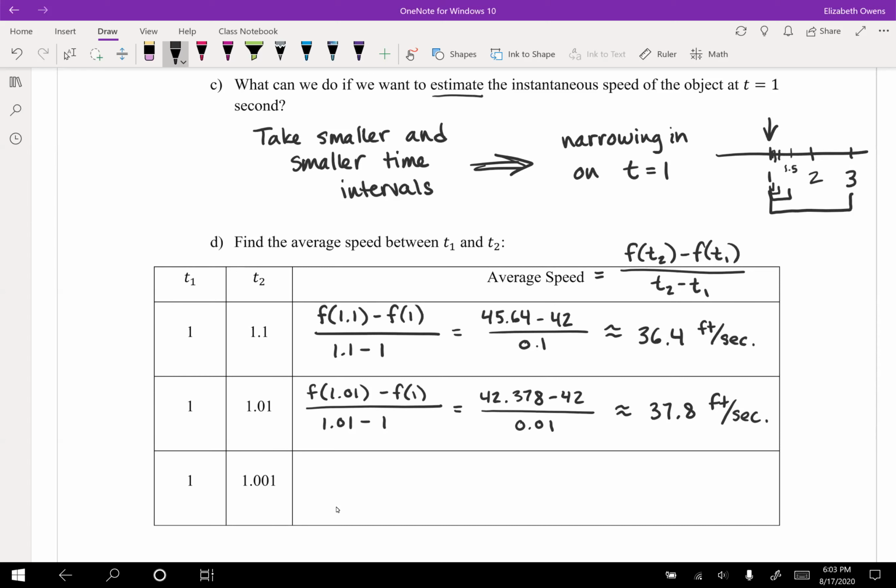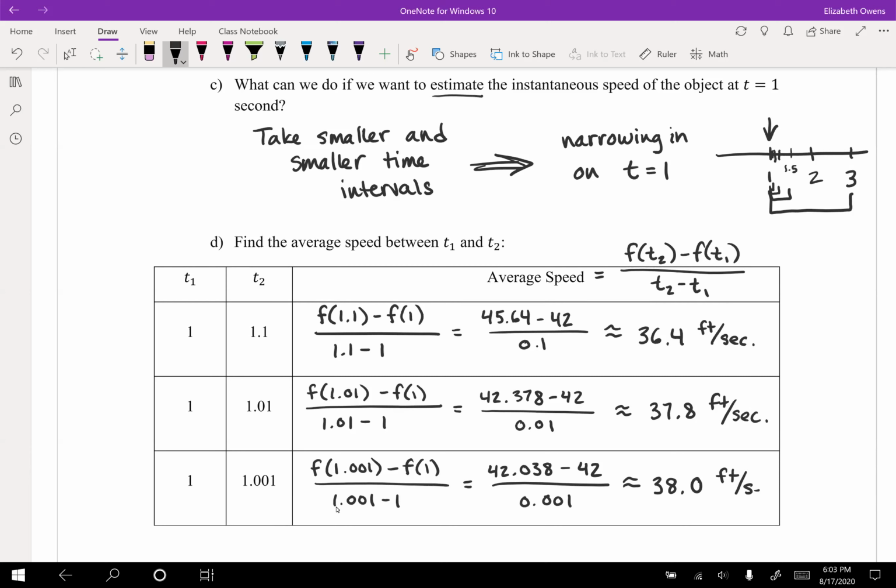Okay. And now we'll do the last one, in which we have a very, very small time interval. It's only 0.001 seconds. That would be, what, a 1,000th of a second, a millisecond. That's pretty darn small. All right, so you'd put these in, get your values, and you should get an average speed of about 38.0 feet per second.